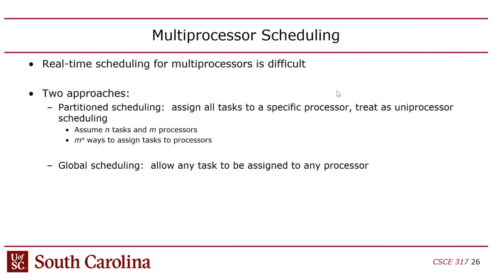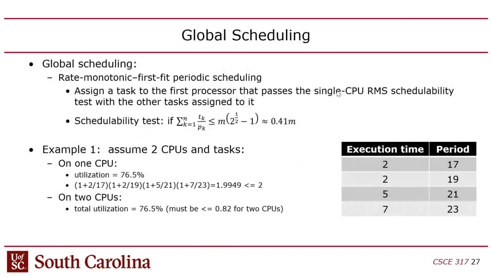Multiprocessor scheduling is really hard. There's no solution to this, as far as I know. This is an open problem in computer science. There's a couple approaches. There's partitioned scheduling, which is basically NP-hard: assign all tasks to a specific processor and try to figure it out. Then there's global scheduling, which is what you want, where you have a pool of tasks that can go to a pool of processors.